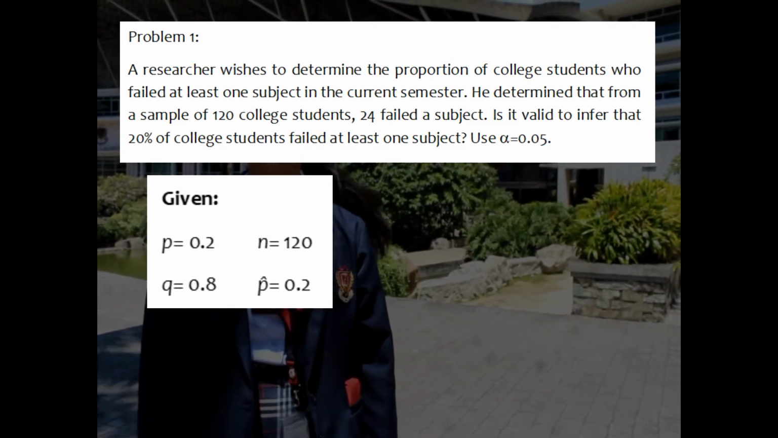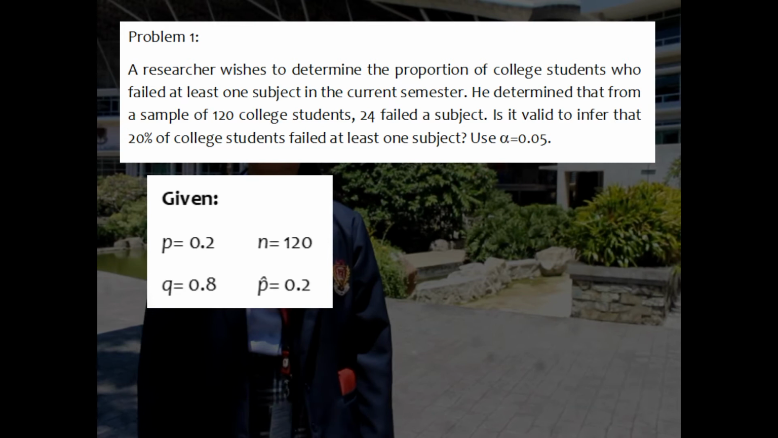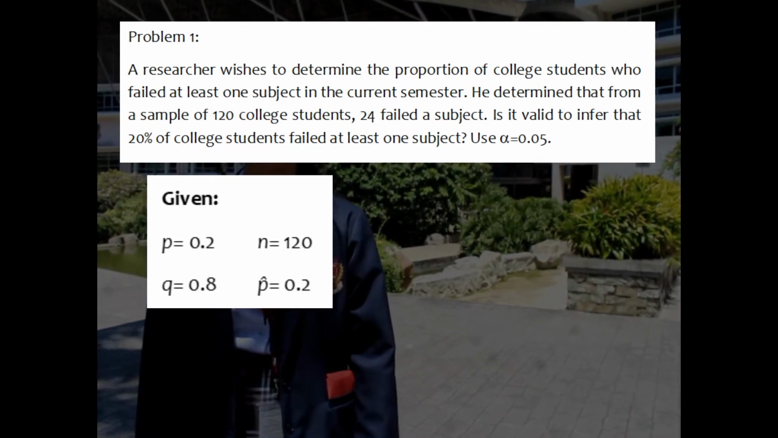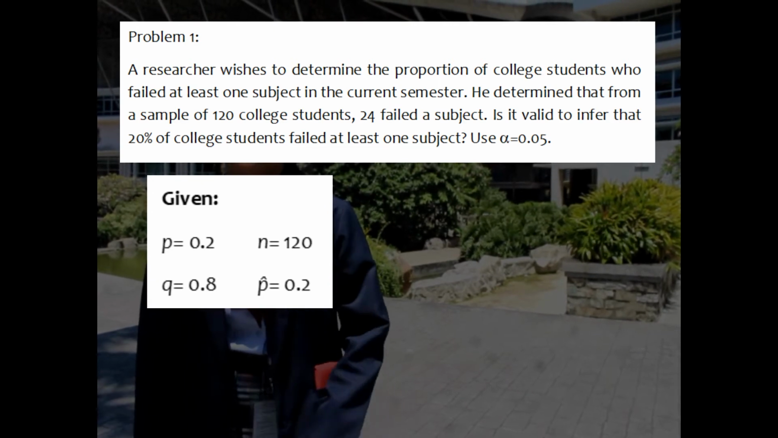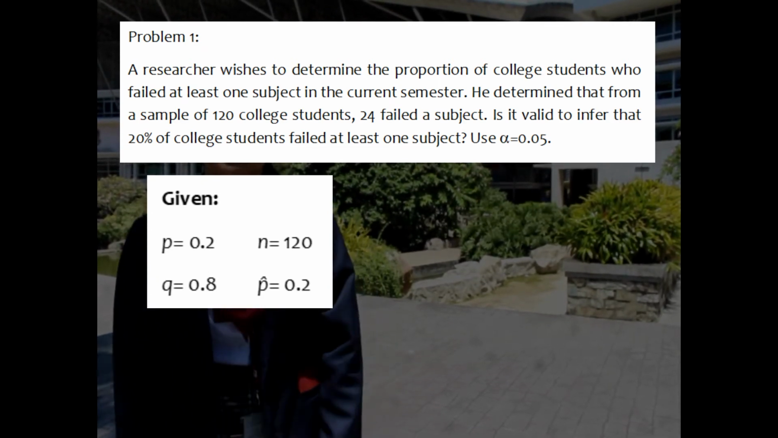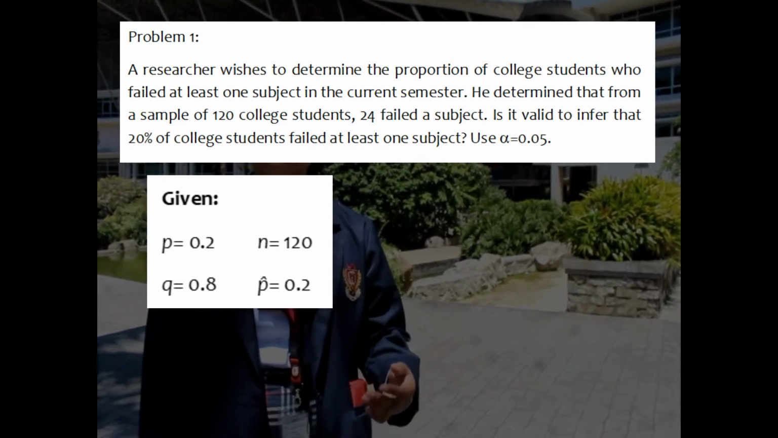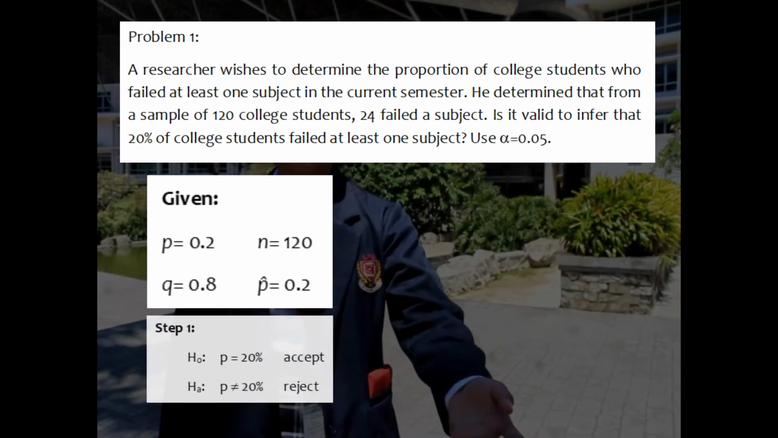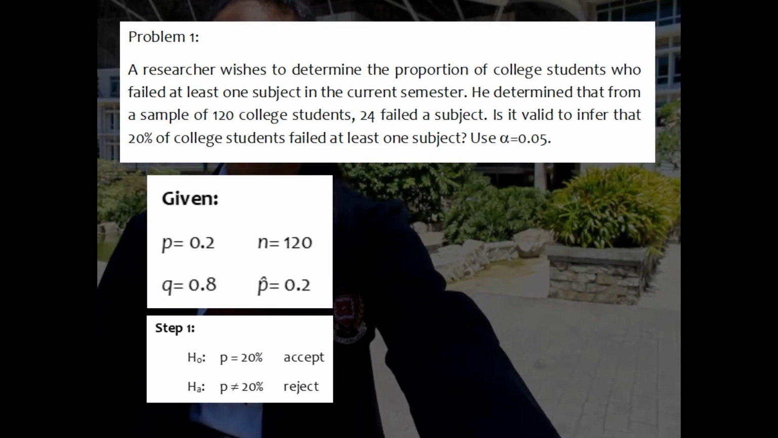First thing to do is to identify the given values necessary in solving the problem. For P, we have 20% or 0.2. For Q, which is 1 minus P, we have 0.8. For N, we have 120 college students. And for P hat, which is X over N, we have 0.2. Step 1. The hypothesis statement.